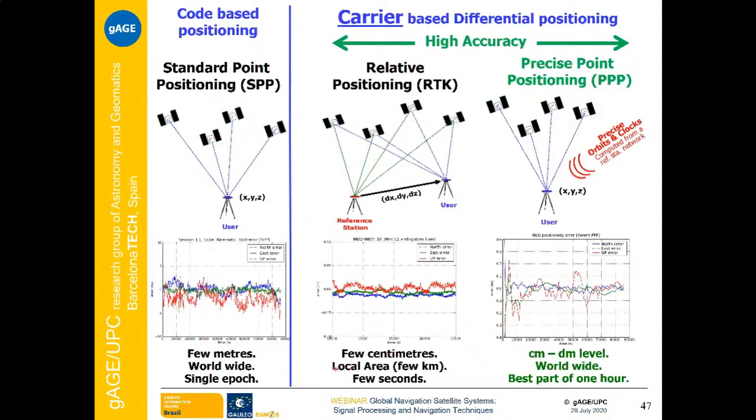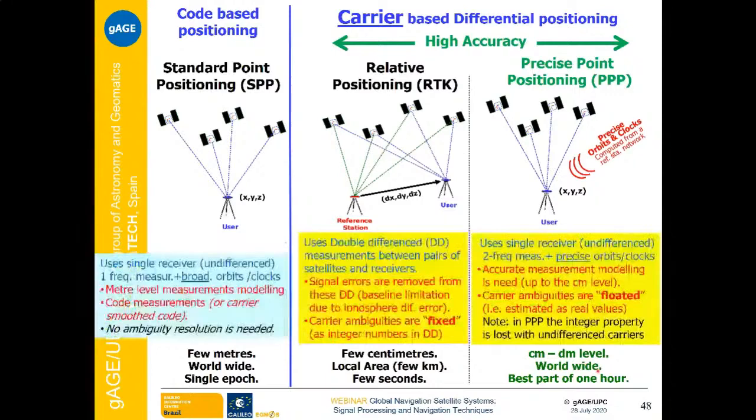There is a limitation in RTK to a few kilometers. This is mainly due to the ionosphere. The residual ionosphere, when taking differences between reference station and user, must be at the centimeter level or less. This makes a limitation in the baseline. But in PPP, there is no limitation. This is worldwide. And here are the main ideas.